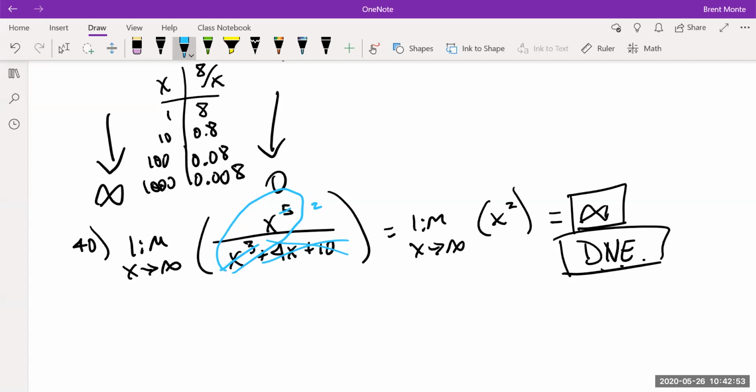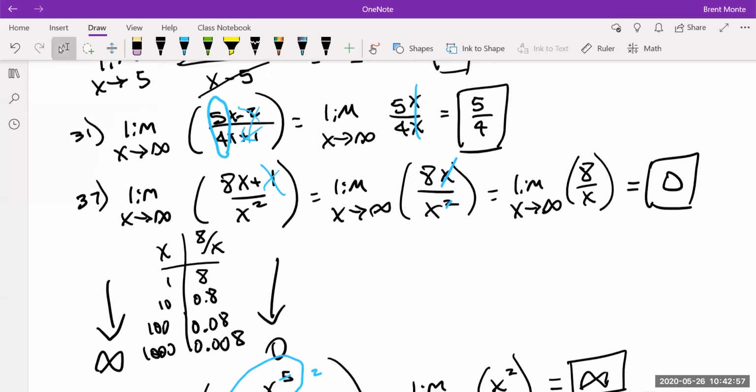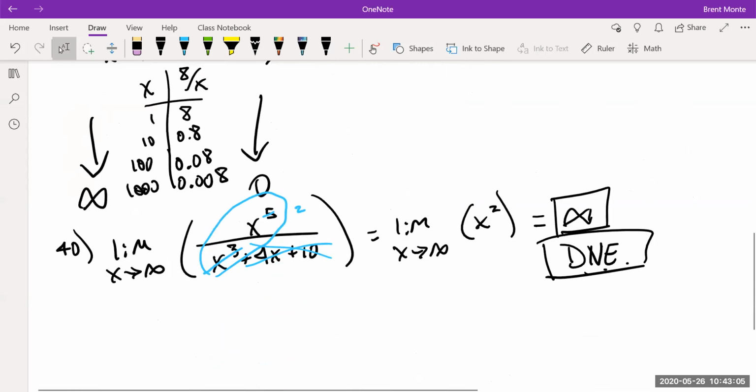And again, that's what we would do with the horizontal asymptotes. For this graph on 31, there's a horizontal asymptote at y equals 5/4. On 37, a horizontal asymptote at y equals 0. And on 40, there's no horizontal asymptote. The graph off to the right just goes up, up, up, up, up without bound.